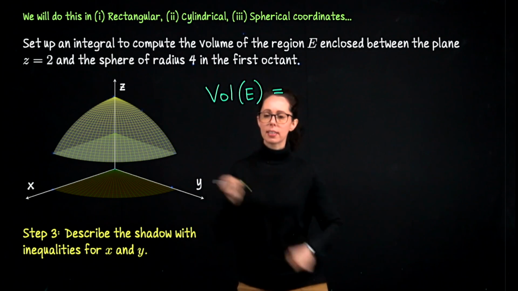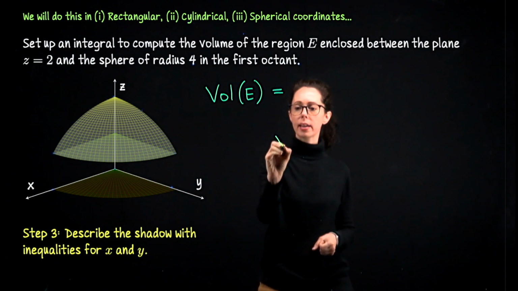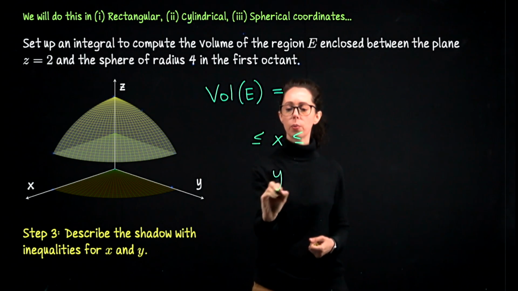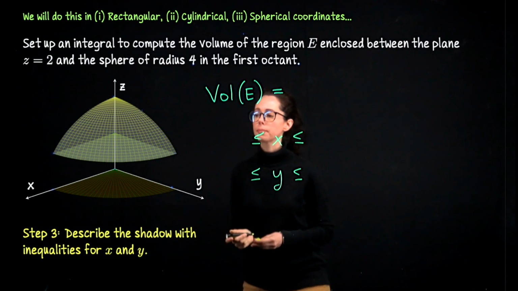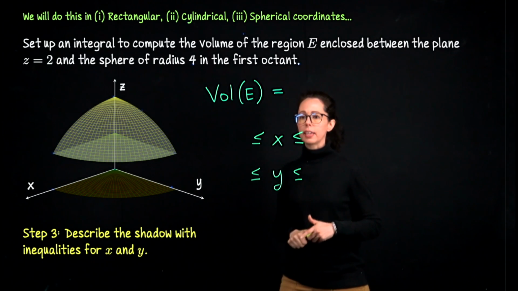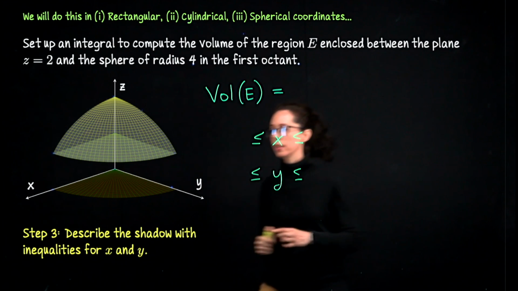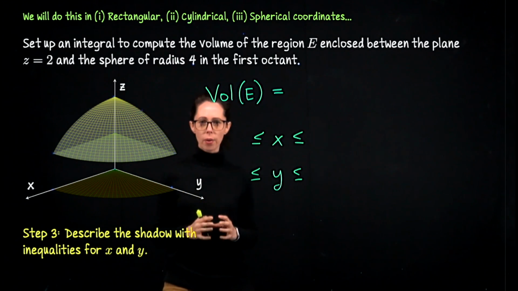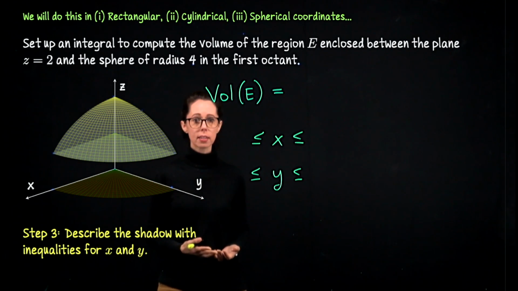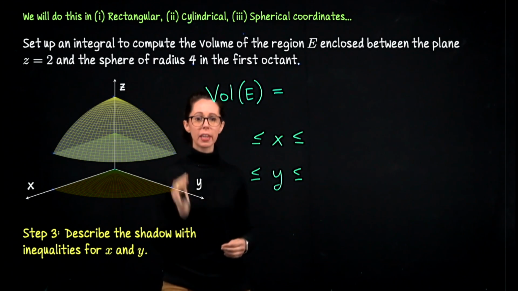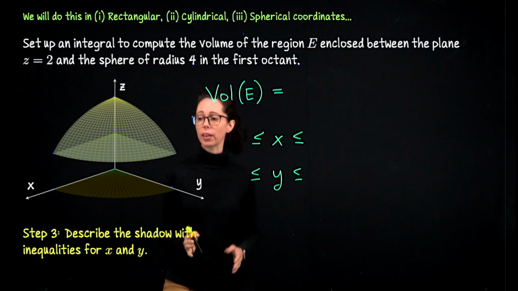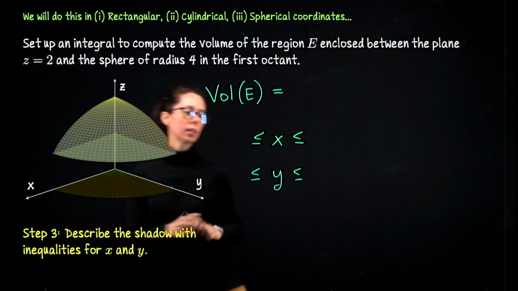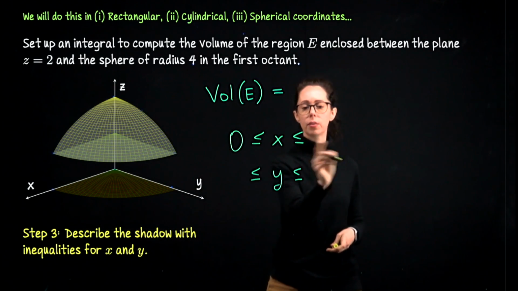Okay, we need to say that x is between two bounds, y is between two bounds. Let's see, if I want to place x on the outside, then I will say that x is between this number and this number. So your outermost bounds must always be constant. So I want to pick one variable and say, here's its lowest value and here's its highest value. For x, that's going to go from 0 to whatever this number is. So this needs to be determined.